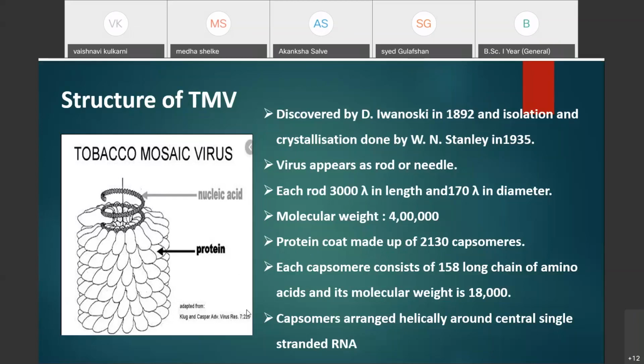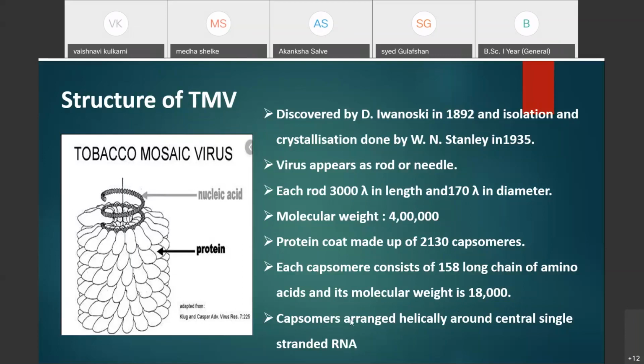Then each capsomere is again made up of 158 long chain of amino acids and its molecular weight is 18,000. Each capsomere consists of 158 long chain of amino acids and its molecular weight is 18,000.